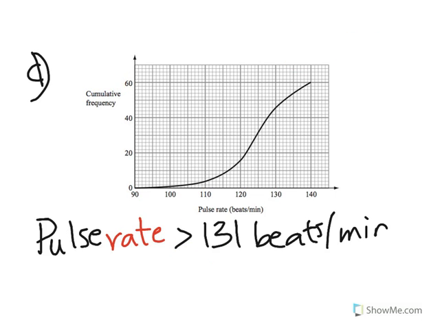So what question D is asking you is to use the graph to find an estimate of the number of people with a pulse rate of greater than 131 beats per minute.